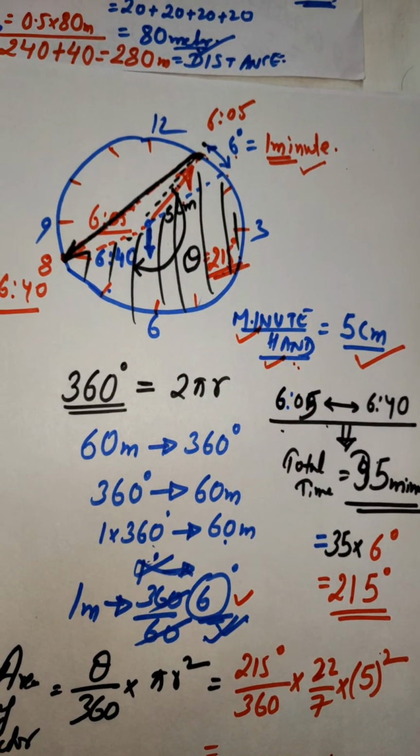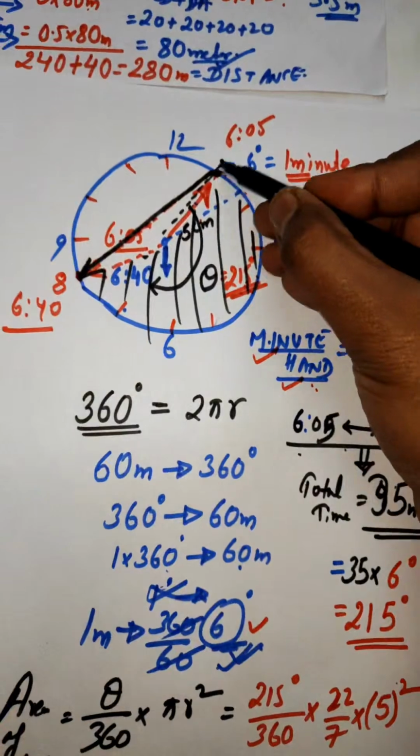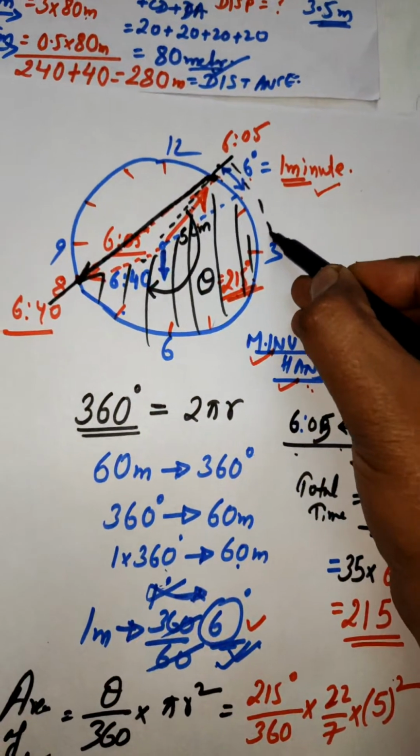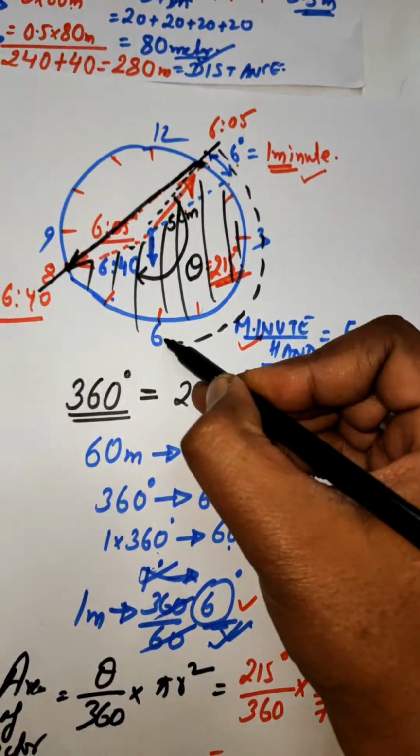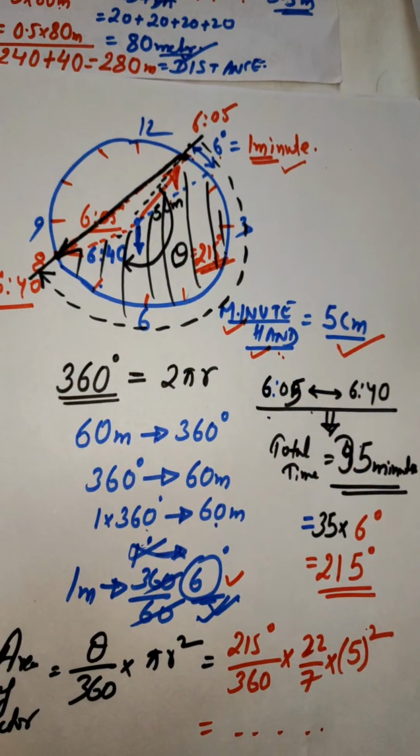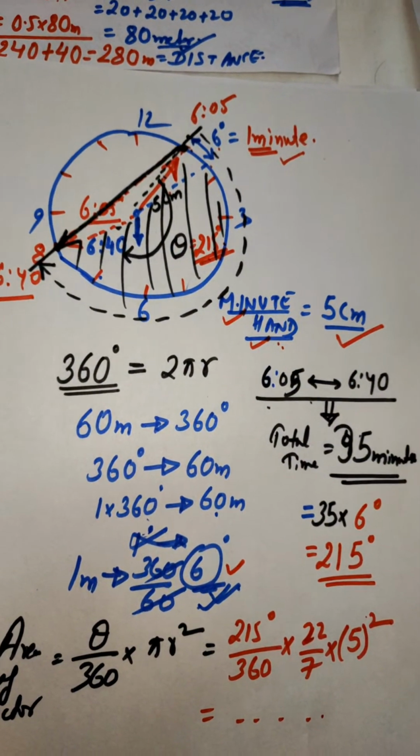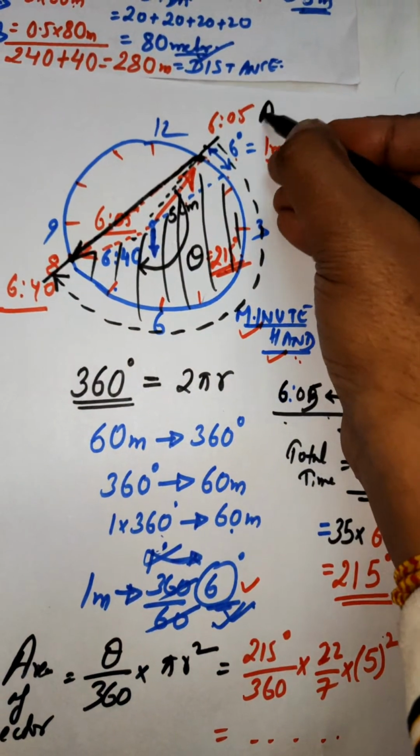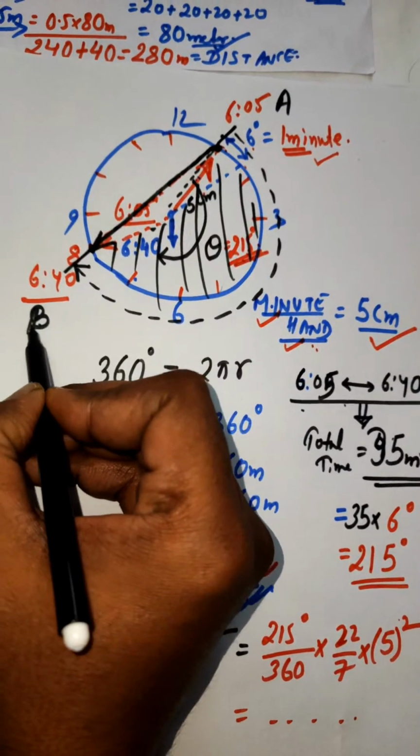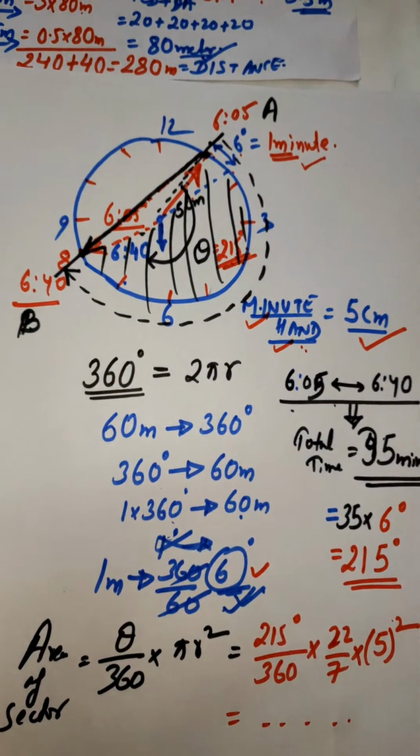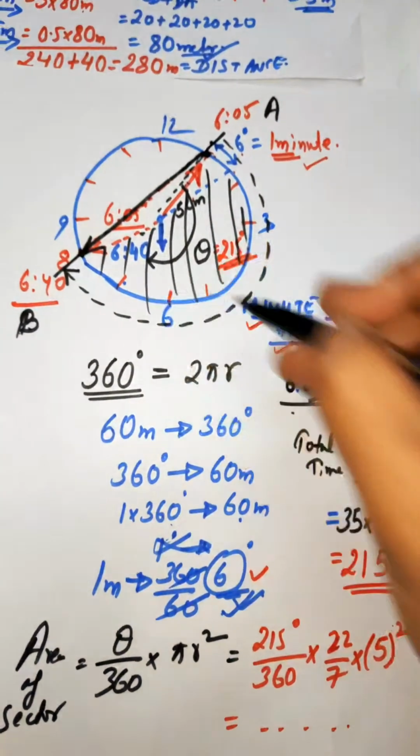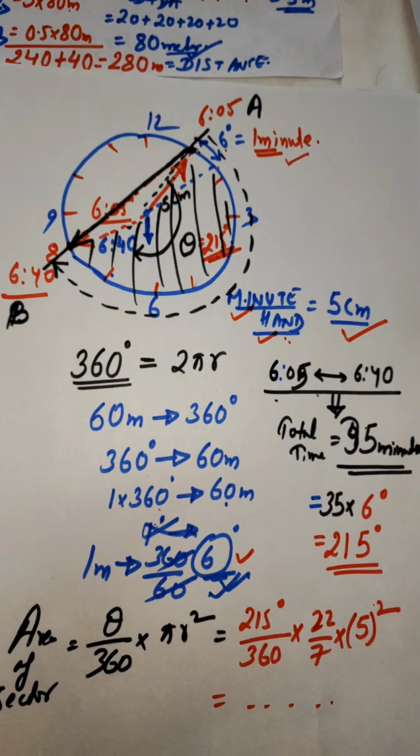And what is the distance covered? Distance covered is from here to here. So this is the distance which he covered, starting from, let's say, position A, and when he reaches position B, that is when the time is 6:40, right? I hope you get the concept of distance and displacement.